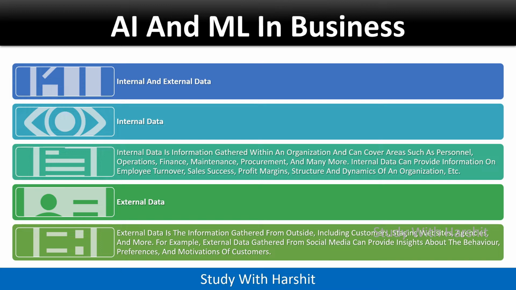Internal data is information gathered within an organization and can cover areas such as personnel, operations, finance, maintenance, procurement, and many more. Internal data can provide information on employee turnover, sales success, profit margin, structure, and dynamics of an organization. External data is the information gathered from outside, including customer feedback, websites, and more. For example, external data gathered from social media can provide insights about the behavior, preferences, and motivation of customers.